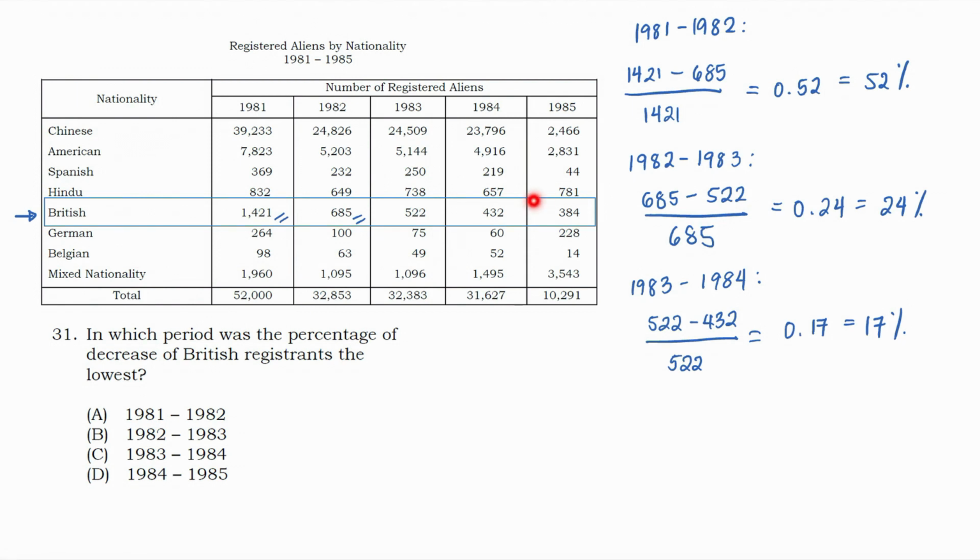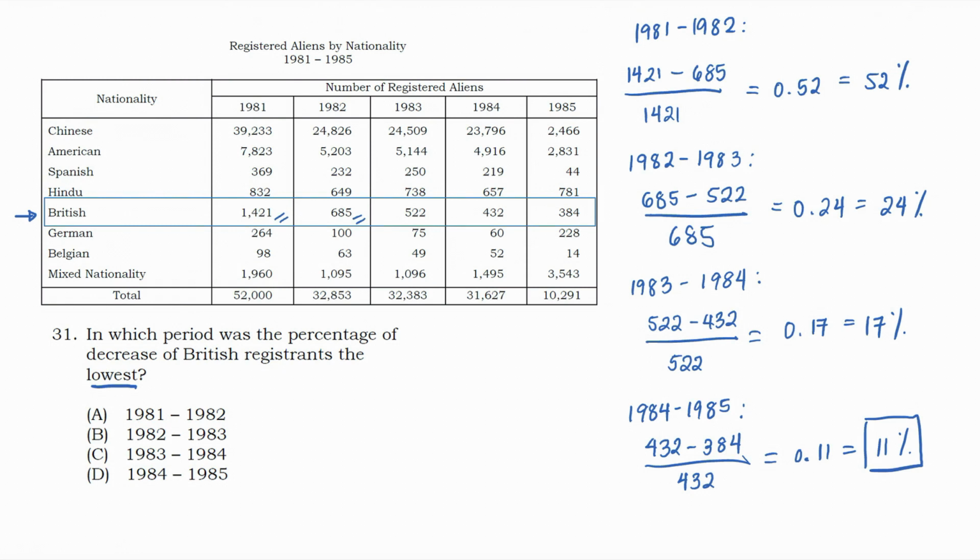And then, the last one is 432 and 384. So, 1984 to 1985, 432 minus 384 all over 432 is equal to 0.11. Equal din yan to 11%. So, yung pinapahanap sa atin is yung lowest percent decrease. So, this one is the lowest, yung 11%. Letter D, 1984 to 1985.